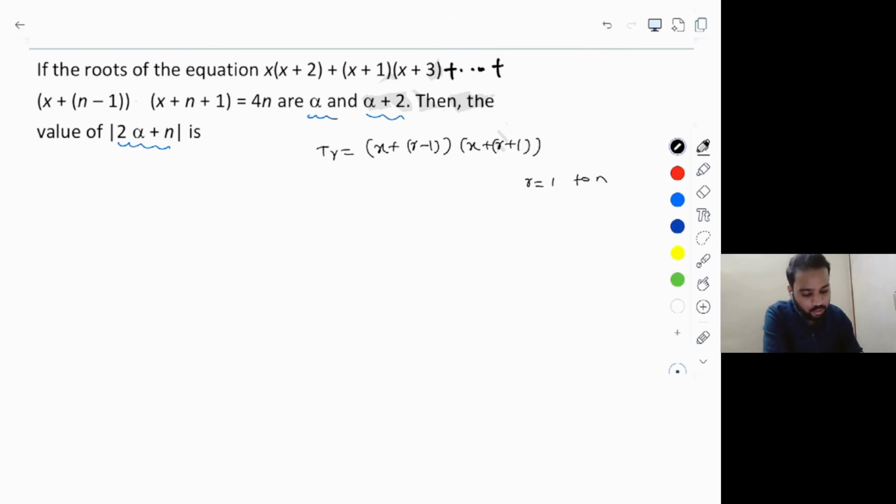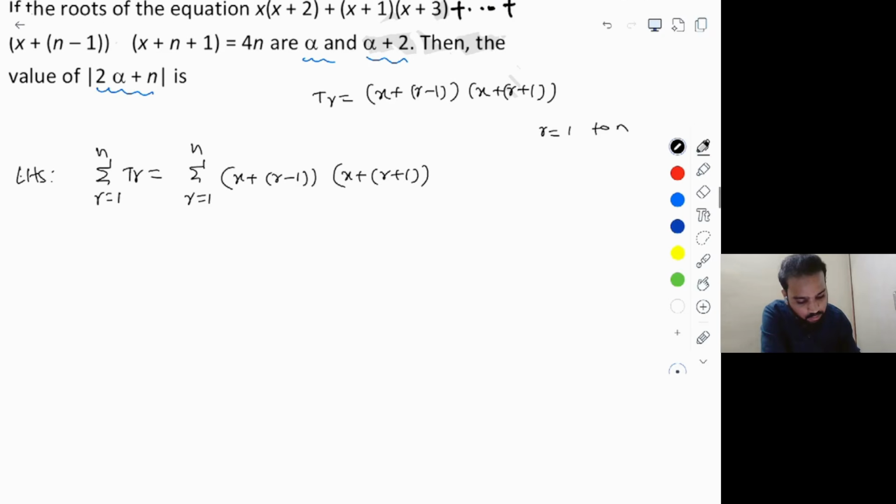Okay, so this is your general term. Now clearly you can notice that totally n terms are there, which means the left hand side here in this question is nothing but sigma r = 1 to n of Tr, which is nothing but sigma r = 1 to n of (x + r - 1) multiplied by (x + r + 1).